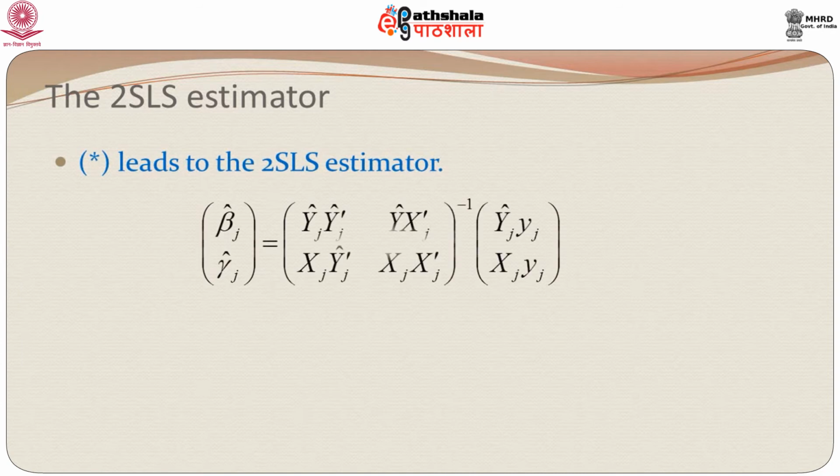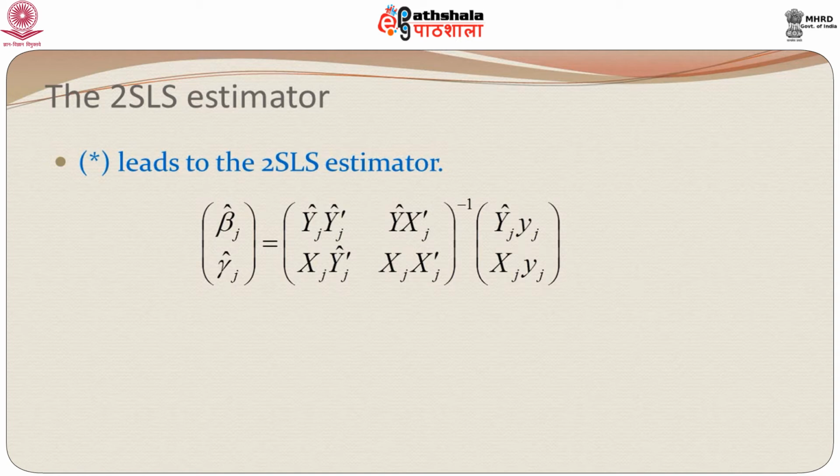This is given by beta j hat, gamma j hat. This is yj hat into yj hat prime, y prime x j prime x j yj prime and x j prime. Now, if you look at this whole setup here, yj hat, yj star leads to the 2SLS estimator beta j hat, gamma j hat, which is given by this form. And just notice that this is in terms of the predicted values of y.